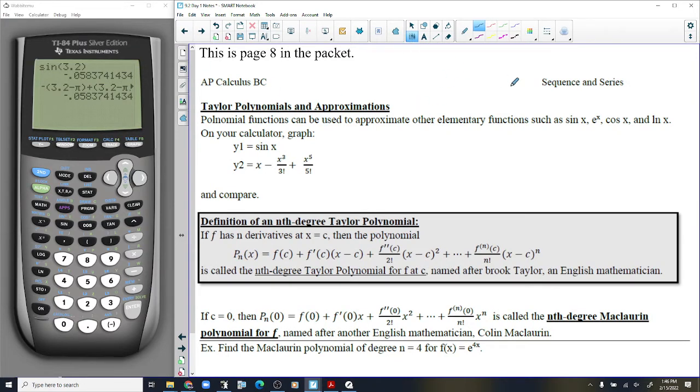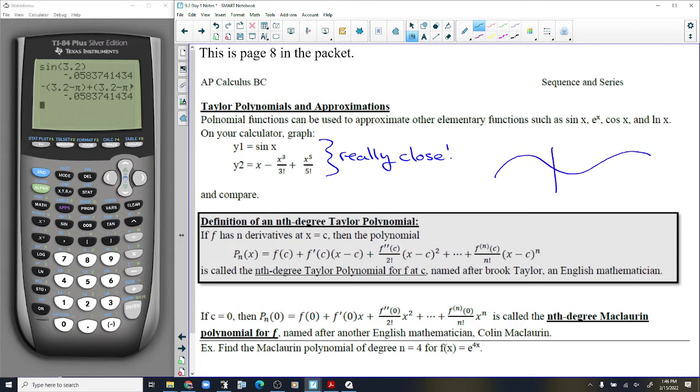Taylor polynomials and approximations. Polynomial functions can be used to approximate other elementary functions, such as sine of x, e to the x, cosine of x, and natural log of x. On your calculator, graph these two. We've already done this. I'll just say they're really close. The polynomial gets accurate pretty quickly, but it'll trail off. You know, sine does this.